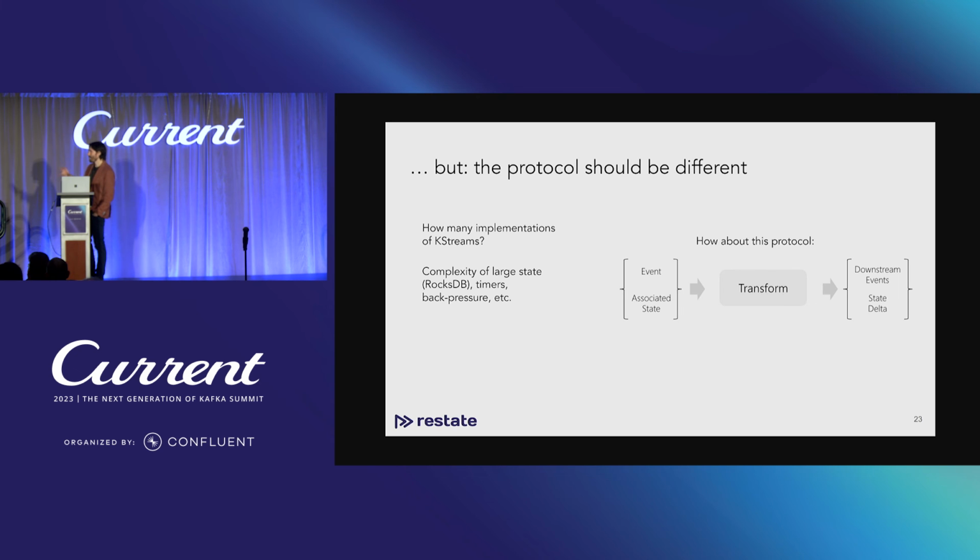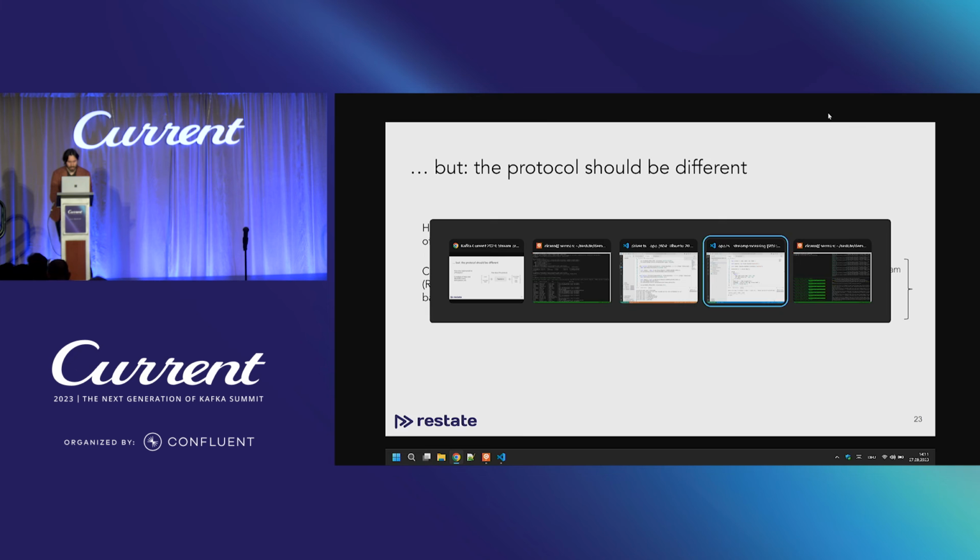Stream processing is event and associated state, go into transformation, and it spits out downstream events and a delta to the state. What if the stream processing protocol was just that? And funny enough, the Restate protocol is kind of close to that. It's actually slightly more general than that because it captures partial progress and attached contextual state and so on. But you can actually use it just like that. It's kind of a subset of the Restate protocol. So that's what I tried to hack together here.